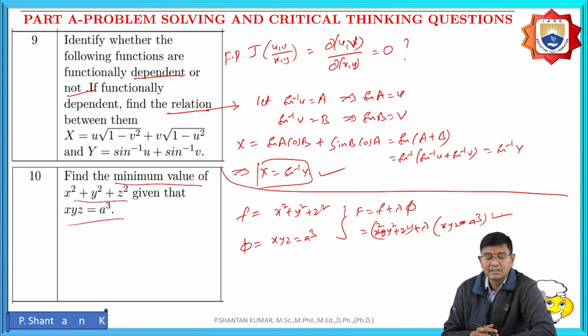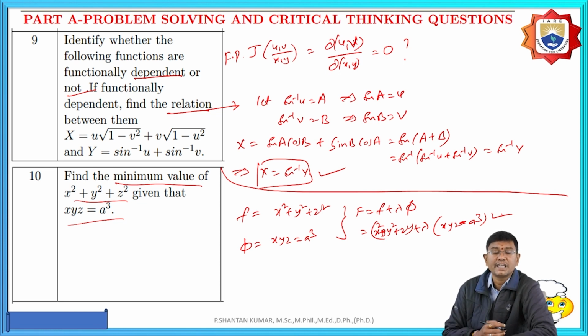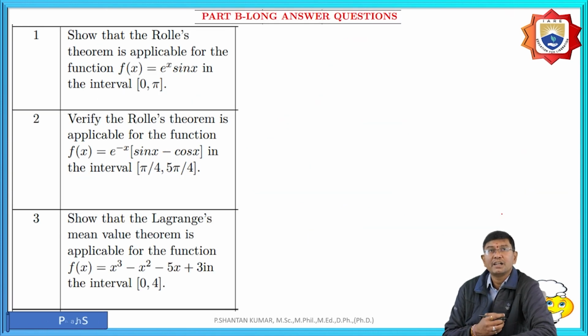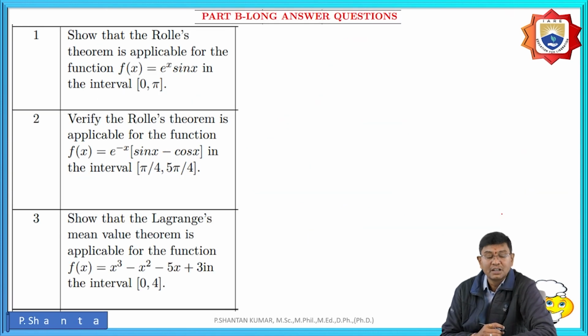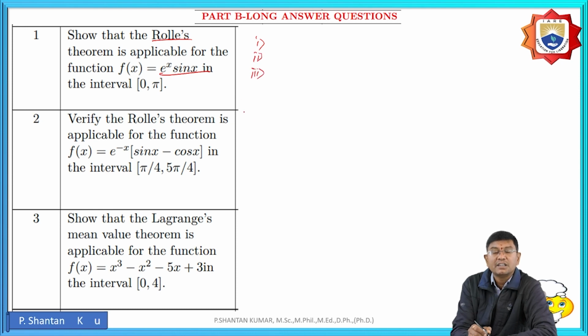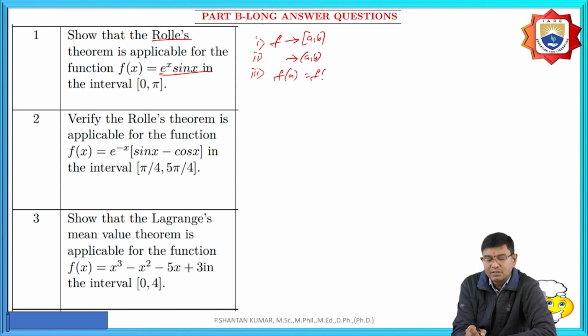These are the problems under critical thinking, under this module 3, part A. And again further we need to find out part B, long answer questions. Like here also, show Rolle's theorem. Rolle's theorem is nothing but here also the function has first condition, second condition, and third condition. F is continuous in the closed interval a comma b, and differentiable in the open interval a comma b, and you need to find out whether f of a is equal to f of b.